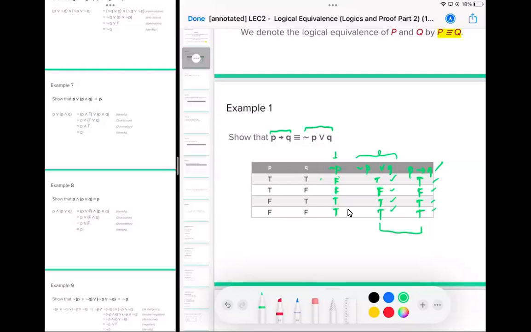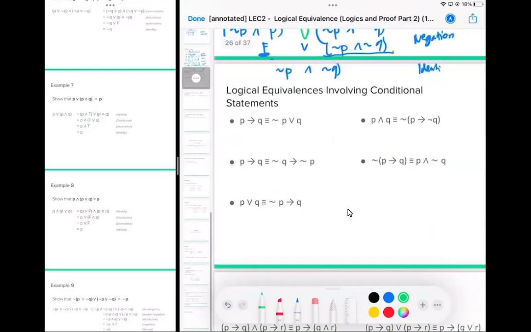So we will use this rule to establish the rules for our conditional statements. We have already established this one and we solved that using a truth table. Okay, and then there are also other conditional statements or logical equivalences involving conditional statements. So is this familiar to you?